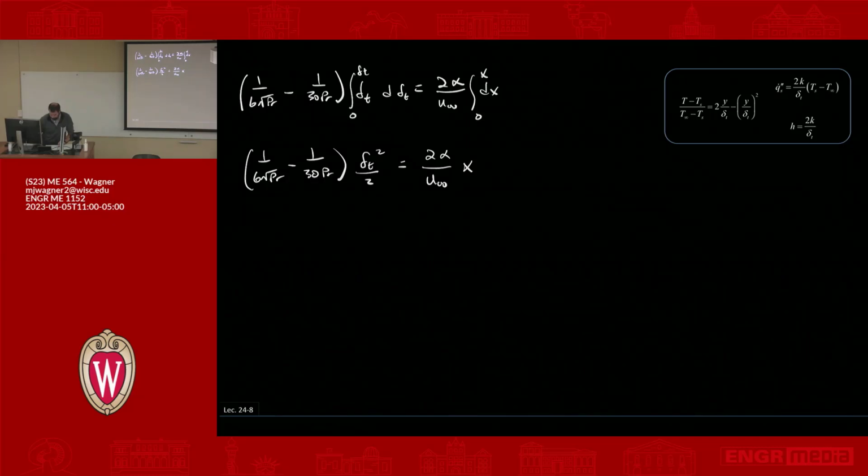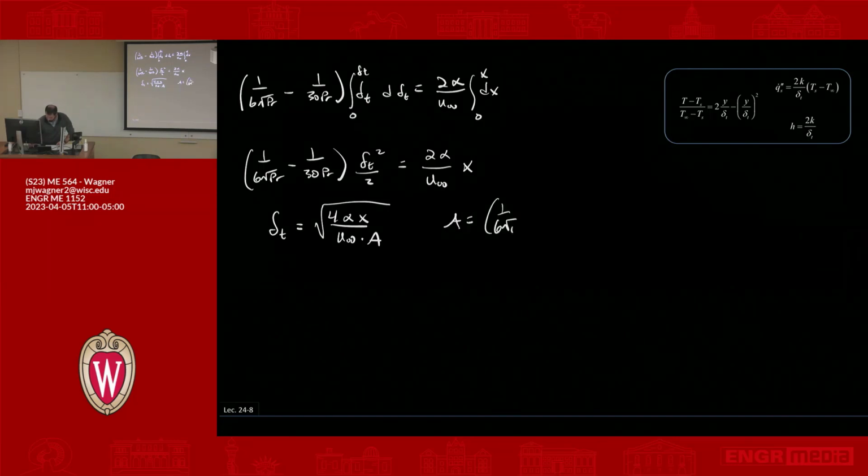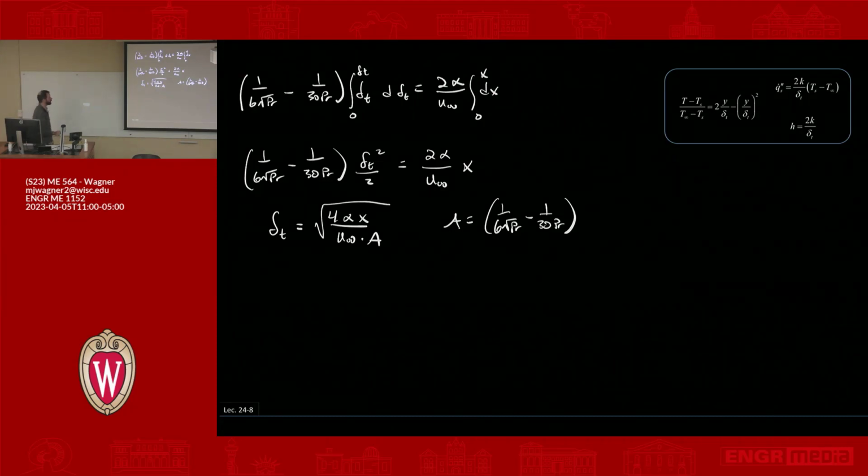Then we can solve for delta t, which was our ultimate goal here. So delta t is equal to the square root of 4 alpha x over u infinity times this, we'll call this parameter a, where a is equal to 1 over 6 square root of Prandtl minus 1 over 30 Prandtl. I don't want to write a bunch of times. So now you give me a position x. Prandtl is a property of the fluid that we can assume. You can compute the delta t. And then we can get the heat transfer coefficient.